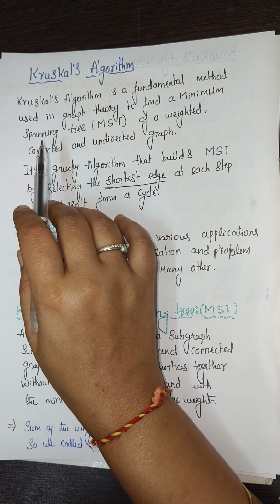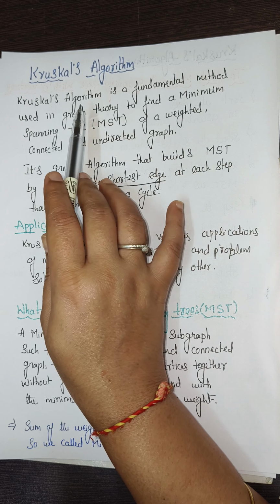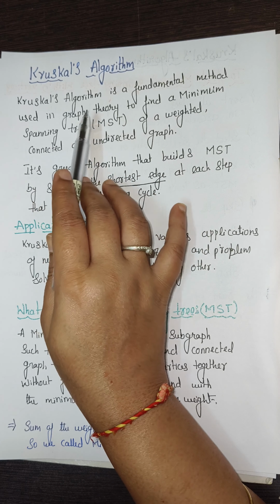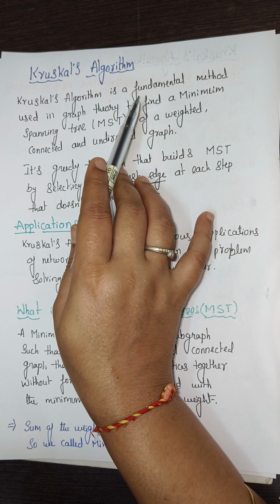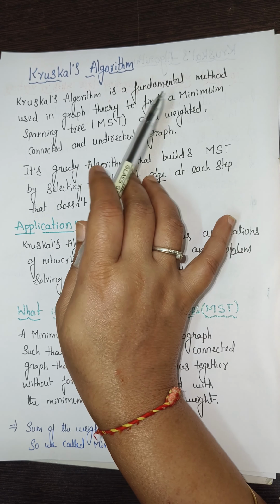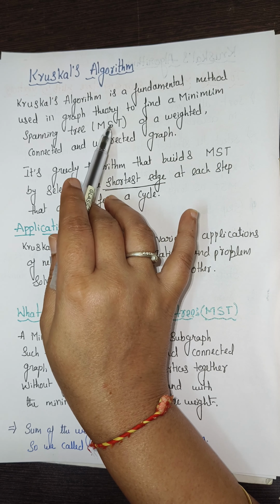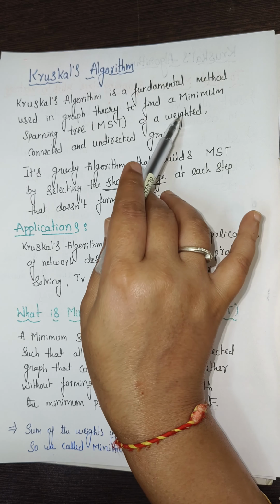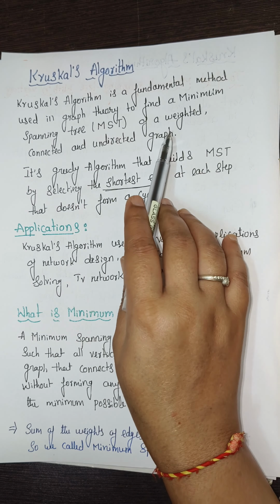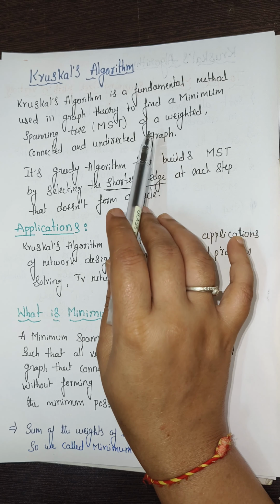Now we'll see the meaning of Kruskal's algorithm. Kruskal's algorithm is one of the fundamental methods used in graph theory to find the MST, meaning the minimum spanning tree. The graph is a weighted, connected, undirected graph.